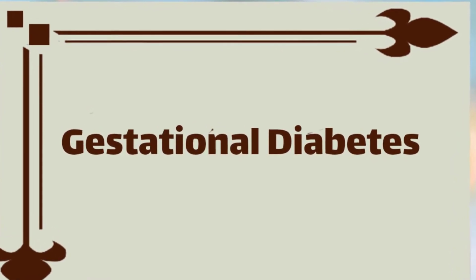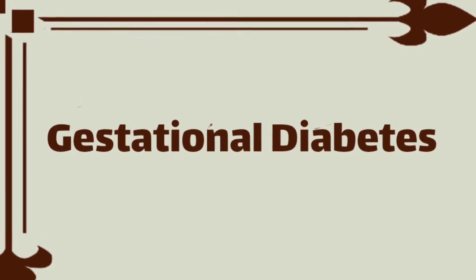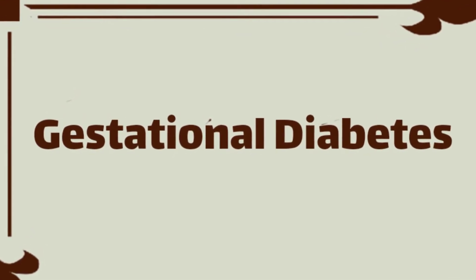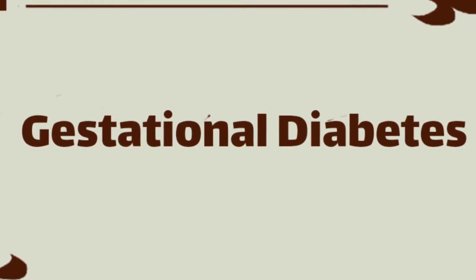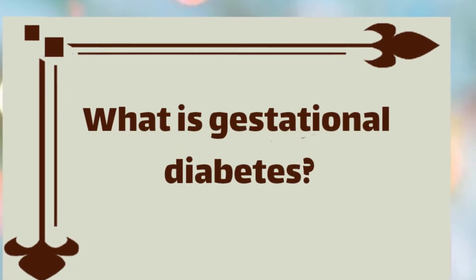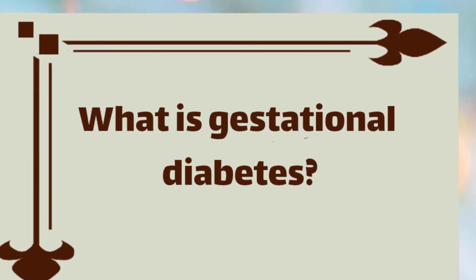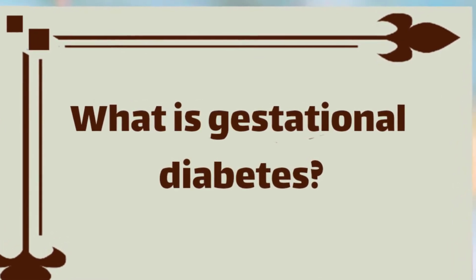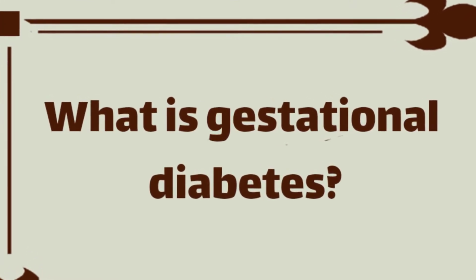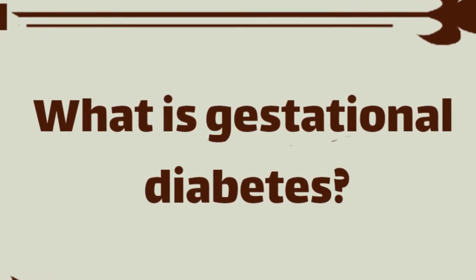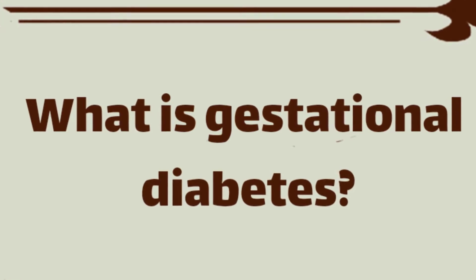Today we will discuss gestational diabetes, its causes, symptoms, and what to do if you have this problem in pregnancy. So, first of all, we will discuss what gestational diabetes is. Gestational diabetes is a condition in which your blood sugar level becomes high during pregnancy. It affects up to 10% of pregnant women in the US each year.